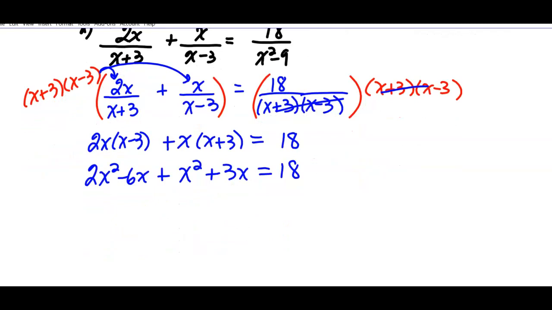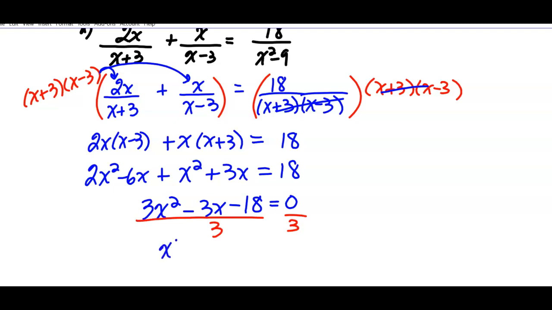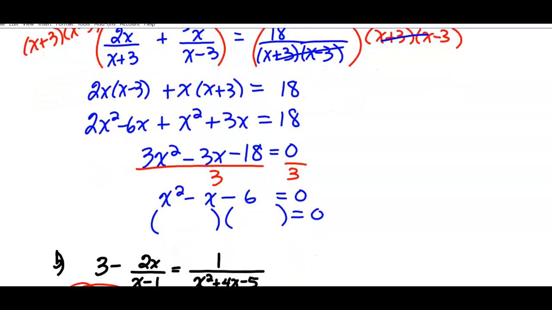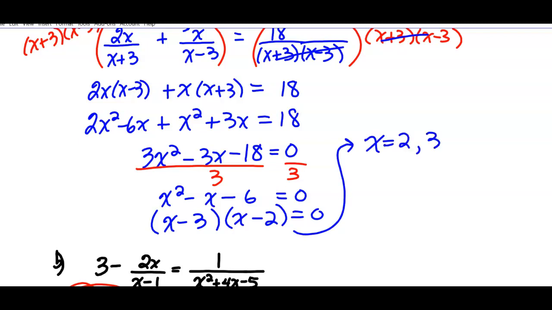If it's adding, pretty straightforward to do that. If it's subtracting, don't forget about changing some signs. So then that's going to be 3x squared minus 3x, bring the 18 over. I'm going to divide by 3. You can factor it if you want, but since we're solving, I'm going to divide because it's not going to have an effect. And then factor that. So that's going to be x minus 3 times x minus 2. So x equals 2 or 3.